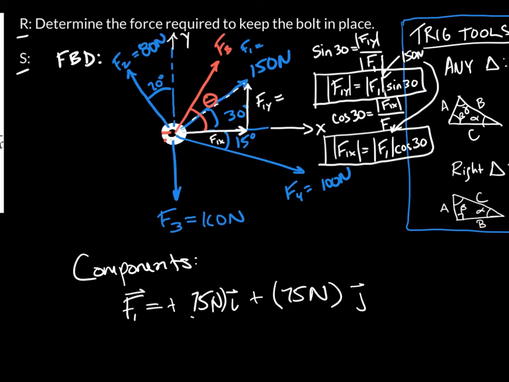And then for my x, there's some bookkeeping here. For my x term, it's going to be cosine 30 times 150, so 150 cosine 30, and I get 129.90. Always remember to keep at least 5 sig figs throughout the problem. Okay, so that's F1. Cool.